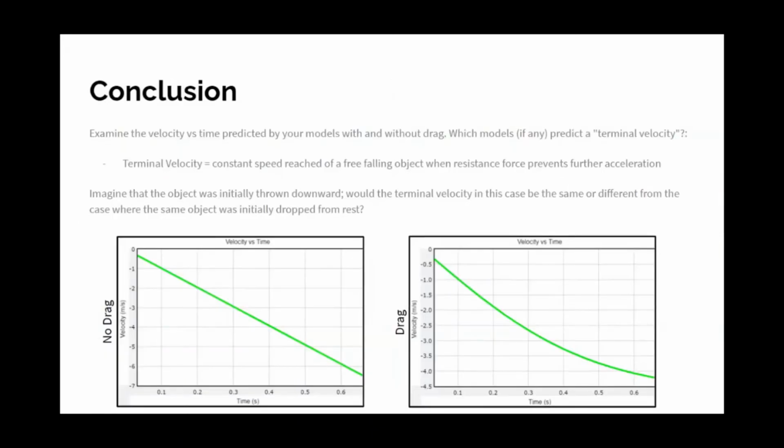After analyzing the data, we need to discuss the terminal velocity, which is the constant speed reached of a free-falling object when resistance force prevents further acceleration. First, did either model predict the terminal velocity?